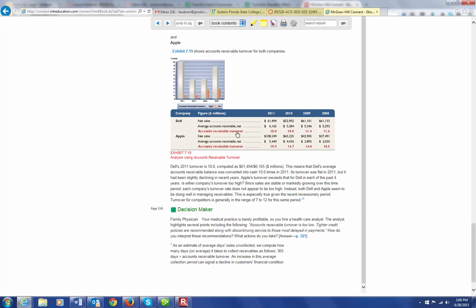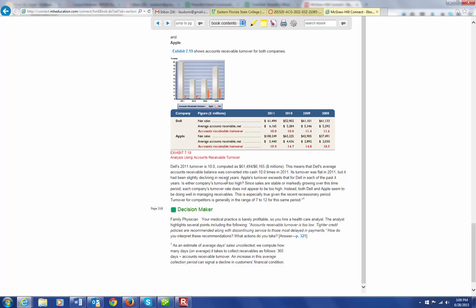So they give you an example of Dell and Apple here over 4 different years, 2008 to 2011. Accounts receivable turnover for Dell has been flat the last 2 years, 10.0, and it's been decreasing just a little bit since 2008 and 2009. And then with Apple, it decreased quite a bit between 2008 and 2009, stayed pretty flat here, but then increased quite a bit here. Now, increase, decrease doesn't necessarily mean anything. You pretty much have to compare it to other companies in their industry to see if this is typical.